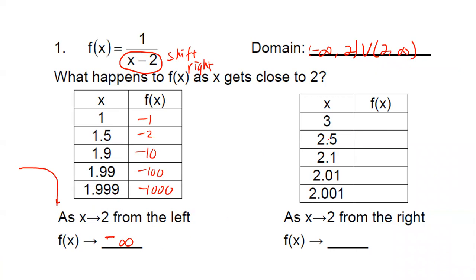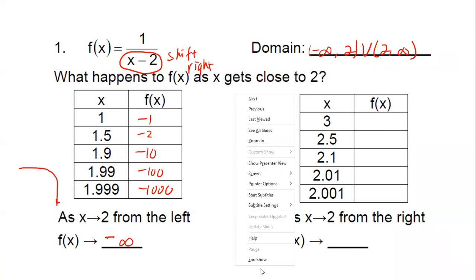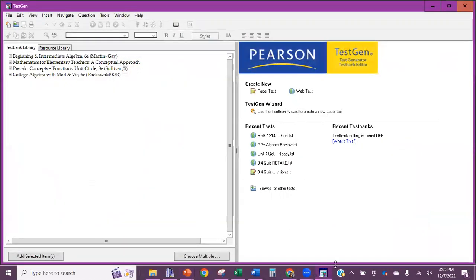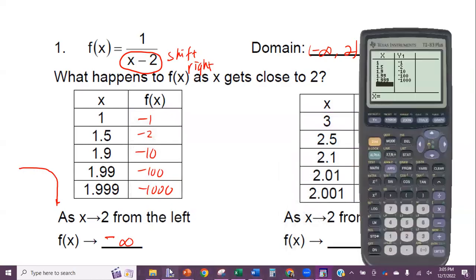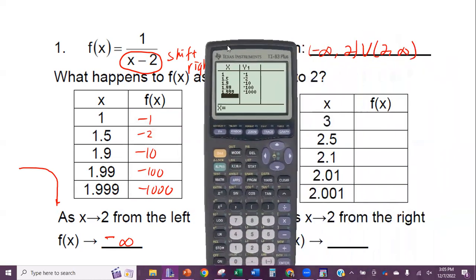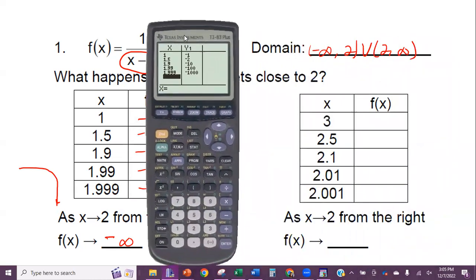Okay. Now let's talk about 3. So I'm going to do the same thing that we did with the left side on the right side of 2. Let me pull out my handy dandy calculator. All right. So I'm going to put in 3. I'm going to put in 2.5.